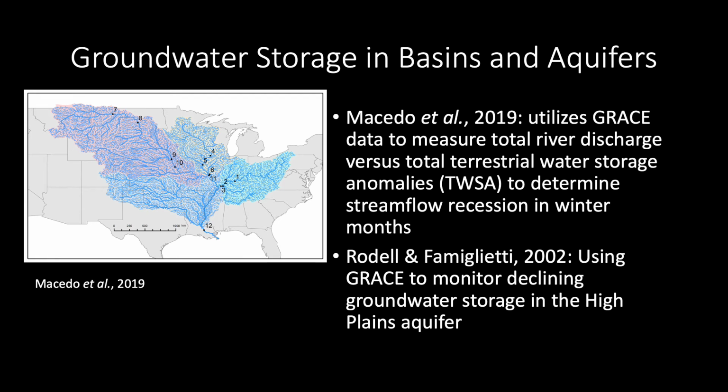So Rodell and Famiglietti, 2002, this study was a very important one as it is cited by many afterwards. It was one of the initial studies to use GRACE to monitor declining groundwater storage in the High Plains Aquifer. The High Plains Aquifer covers a lot of the central U.S. states, and it's used to irrigate a lot of our agriculture. So this study was one of the very first studies that used GRACE and gravimetry data to determine how much of the mass of this aquifer was actually being lost on an annual and seasonal basis.